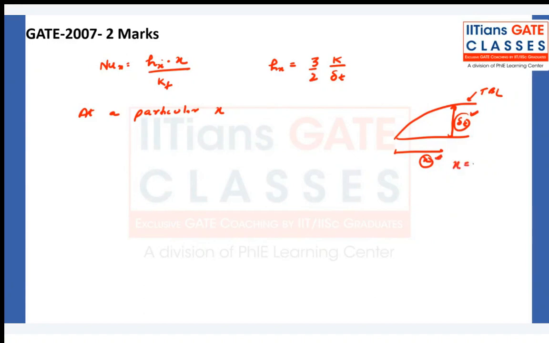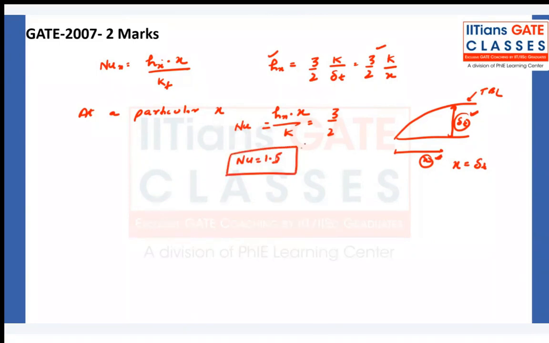Okay, so let me write this 3 by 2 k by x. So I can write hx x by k is equal to 3 by 2 by this and this. And this is also equal to Nusselt number. So Nusselt number is equal to 1.5. So this is one way of doing it.